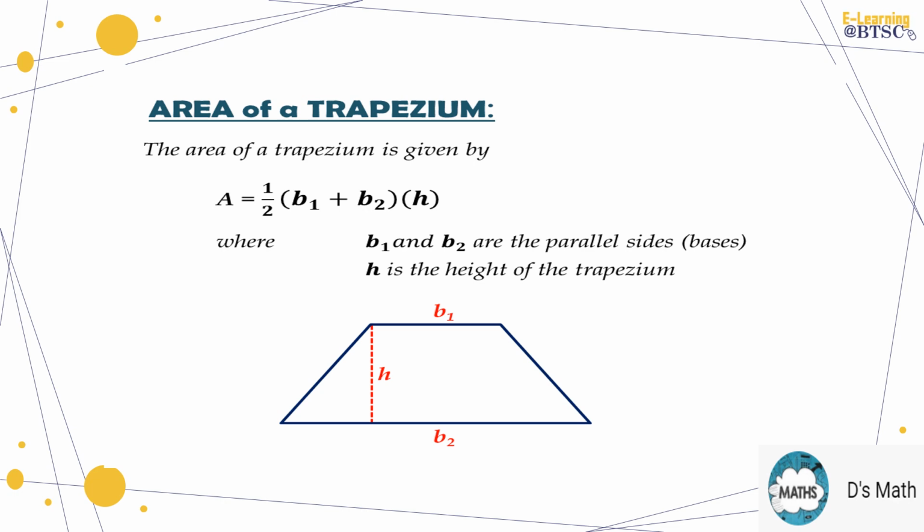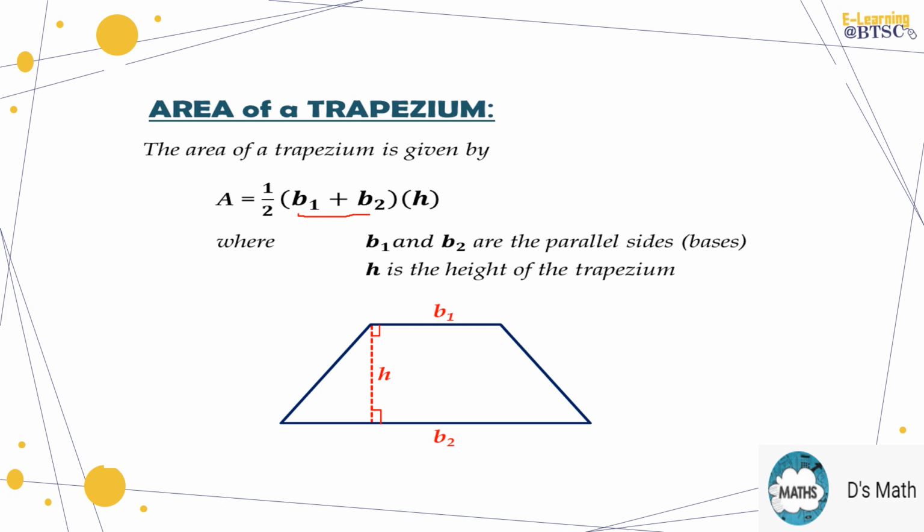Area of a trapezium is given by: area is equal to half of the sum of the parallel sides, times the height of the trapezium. Parallel sides, we know that in trapezium we have only two parallel sides. So we will add both the parallel sides, then divide by 2. We will take the half of them, and then we will multiply the answer with height. Height is the perpendicular distance between both the bases. Keep this in your mind.